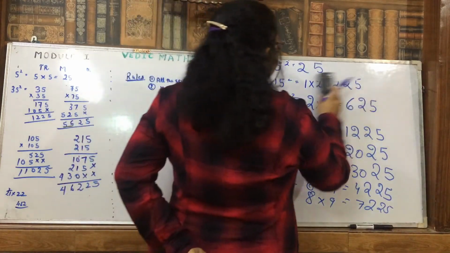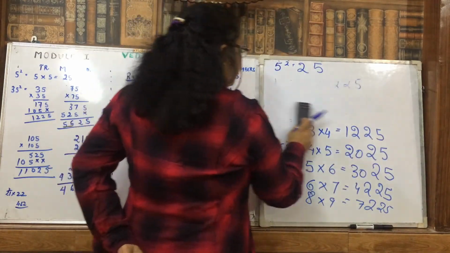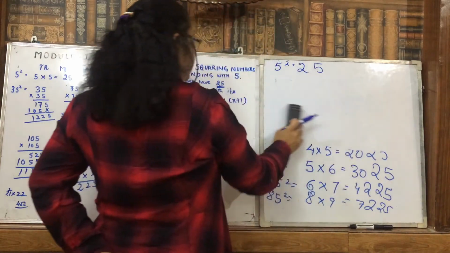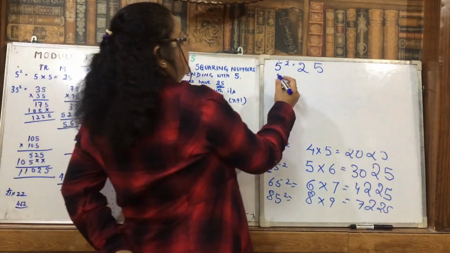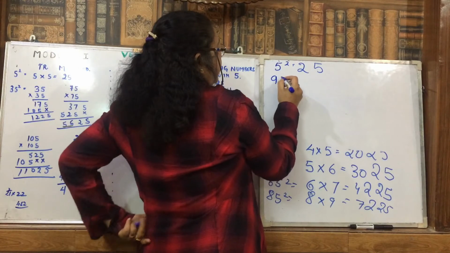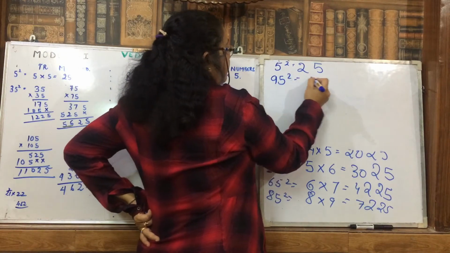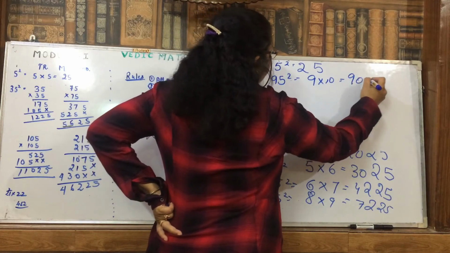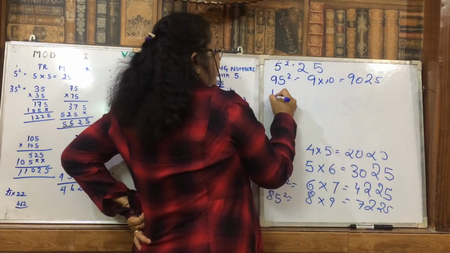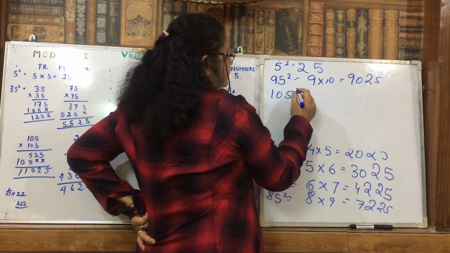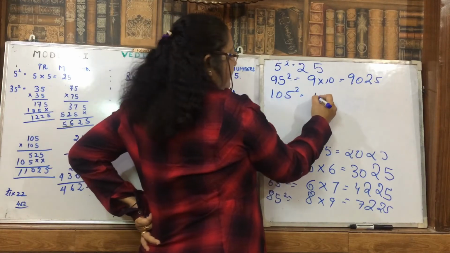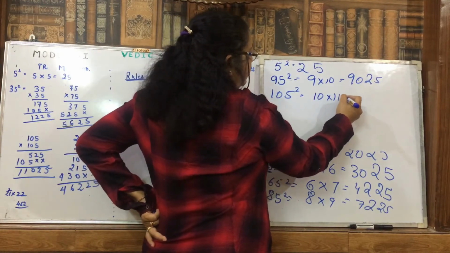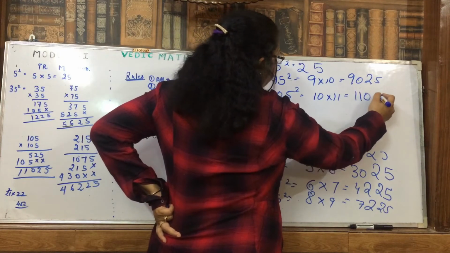Now let's look at some more examples with 3-digit numbers. Let's take 95 first. 95 square becomes 9 into 10 is 90, so 9025. After that we have 105, the first 3-digit number. 105 square becomes 10 into 11. Your answer will be 110, 25.